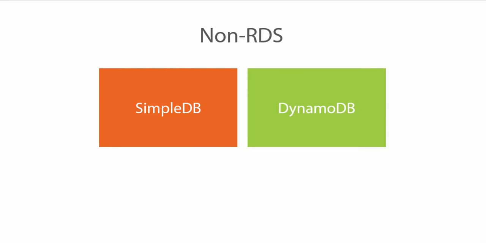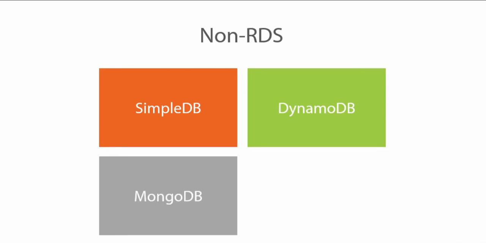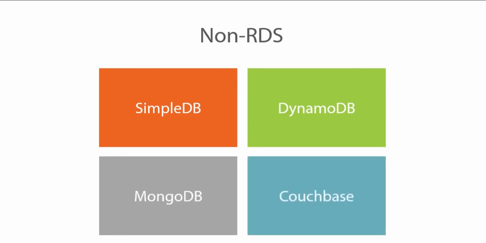Now, these are the two managed services type of non-RDS databases that you can get access to with AWS. But you also have things like MongoDB or, for instance, Couchbase. And both of those are supported in the custom field. Now, when I say supported, Amazon specifically mentions some of these third-party databases.